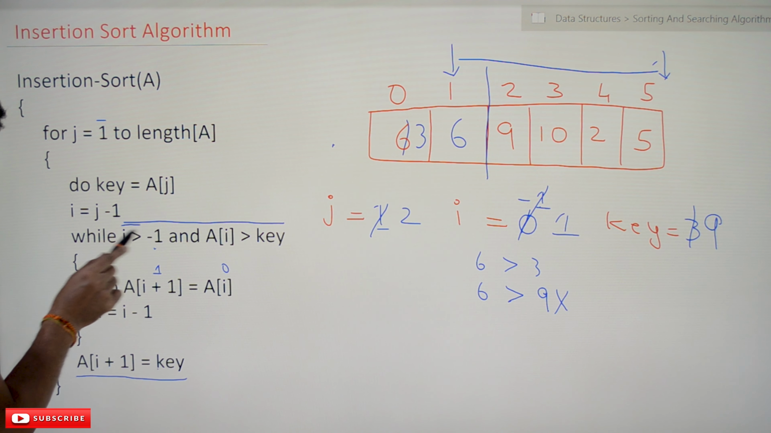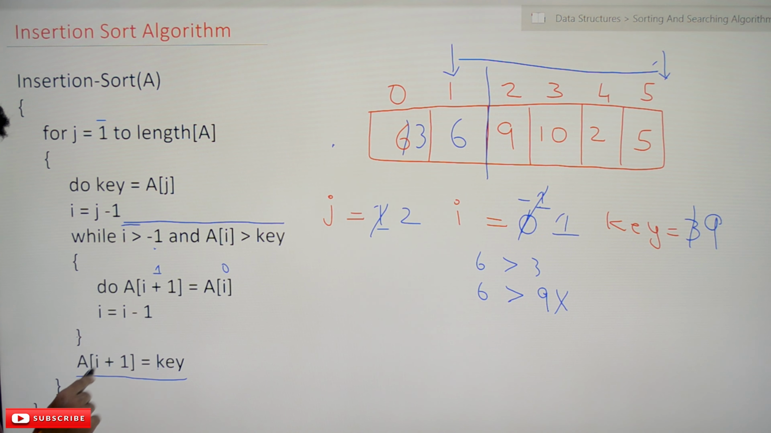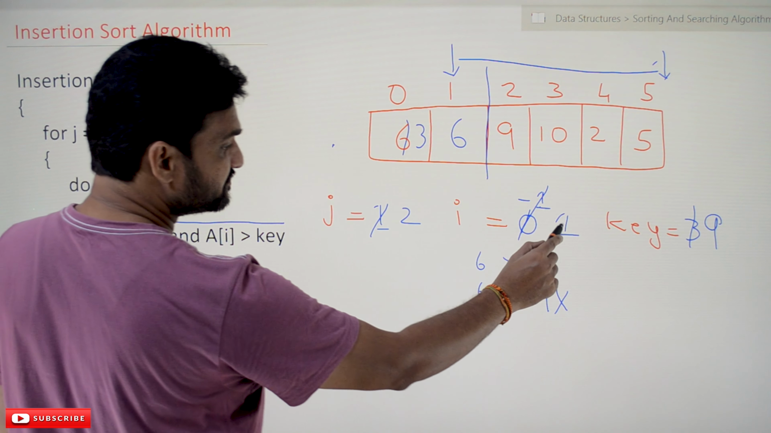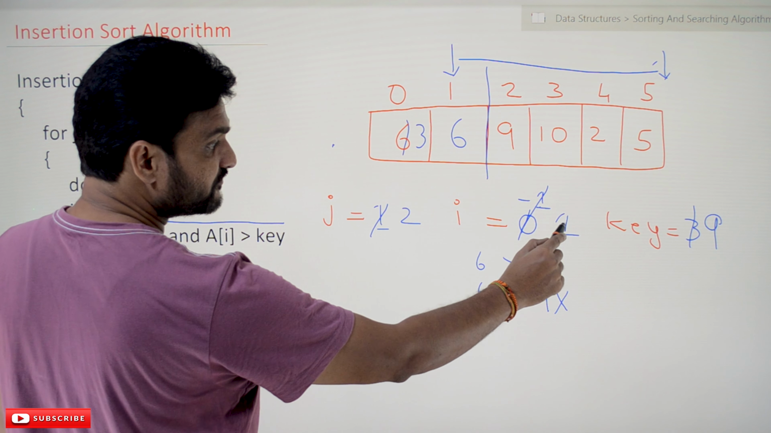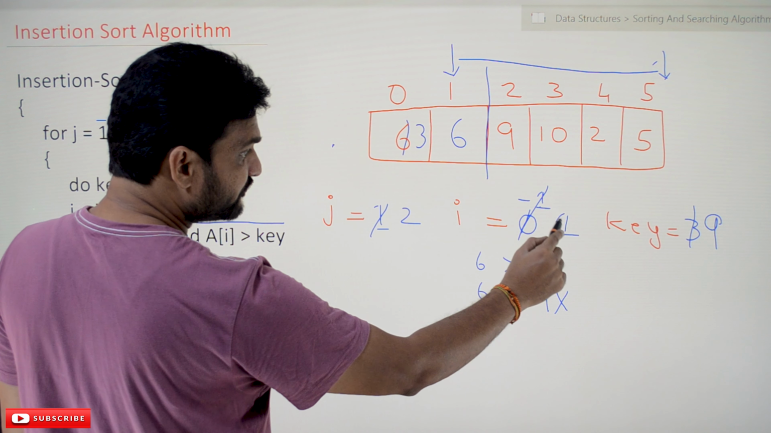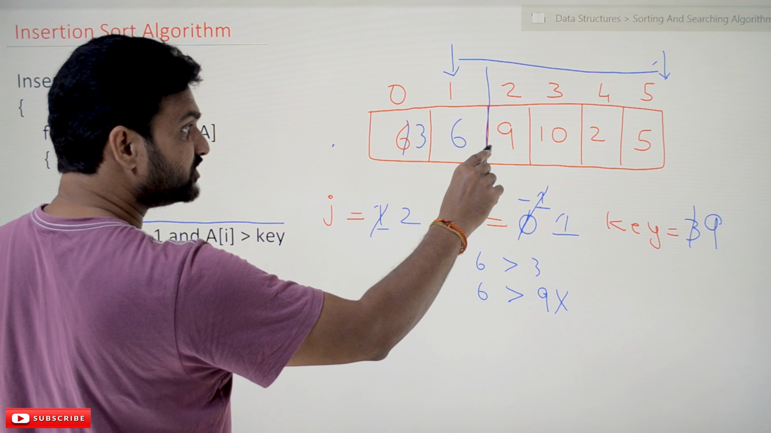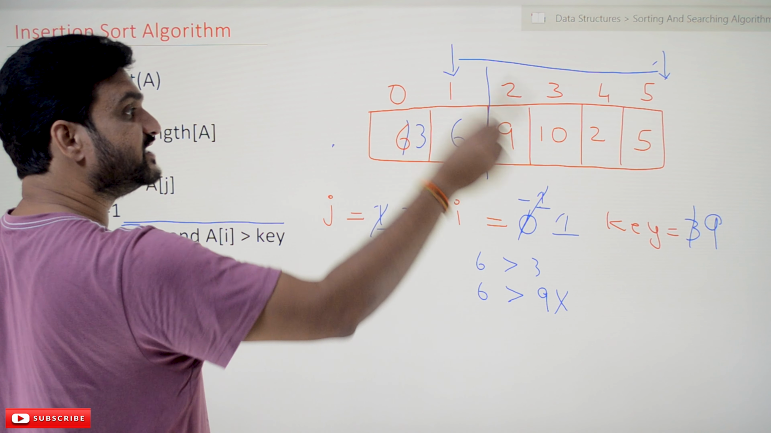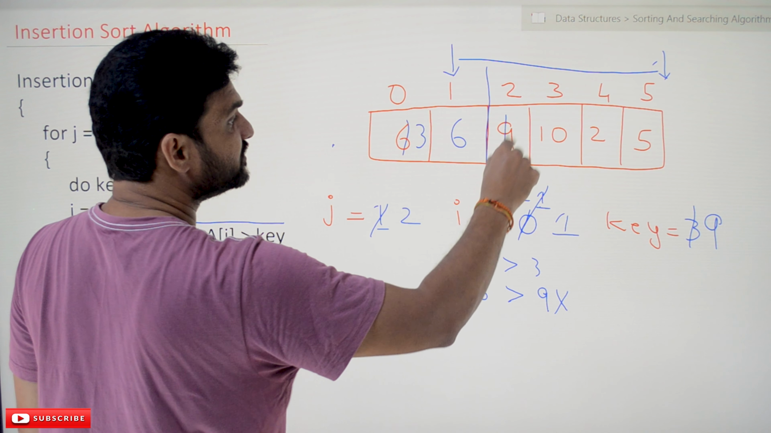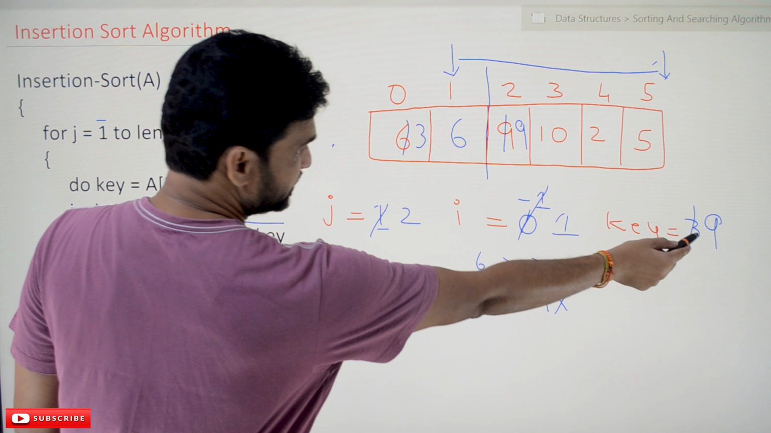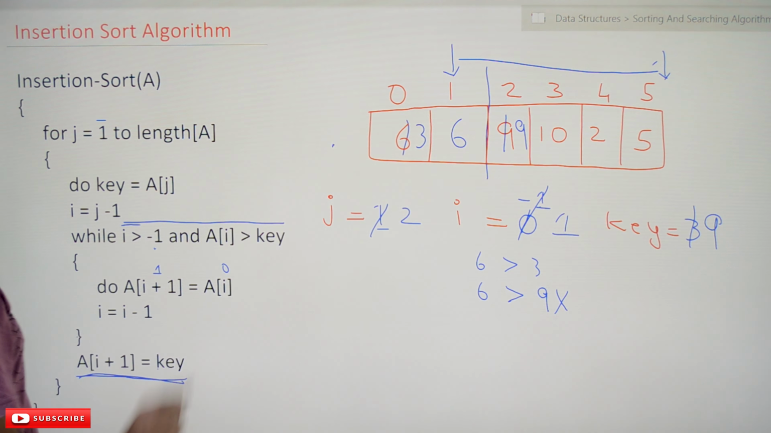If that is false, this while condition will fail. Now we are going to come here. A of I plus 1 means 2, since A of 1 plus 1 is 2. A of 2 is equal to key. It is overwritten with itself. The key is 9, so it will be in its same position.